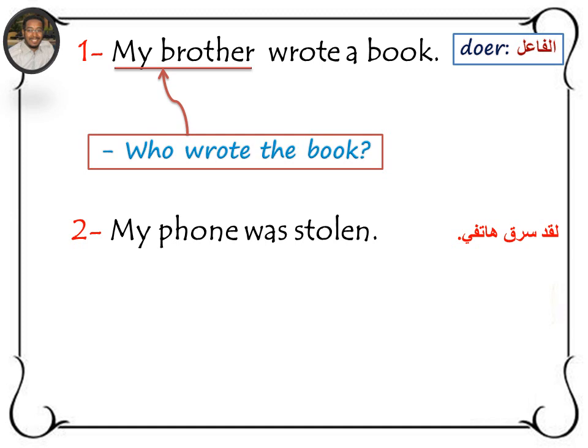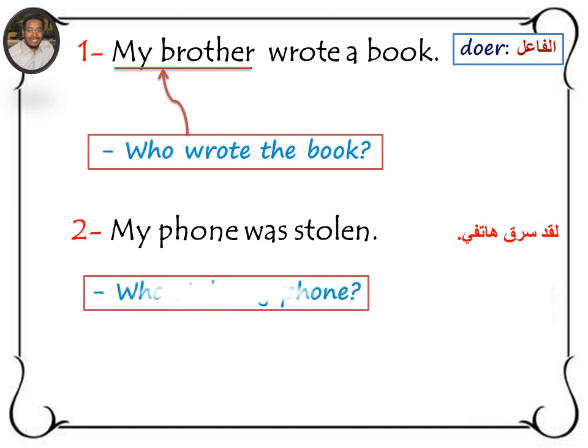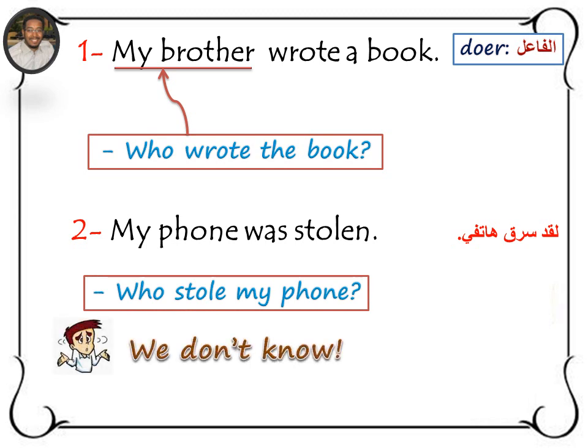And in number two, who stole my phone? The answer is either we don't know or maybe we don't want to say who did the action. So sentence one is an active sentence and sentence two is a passive one.